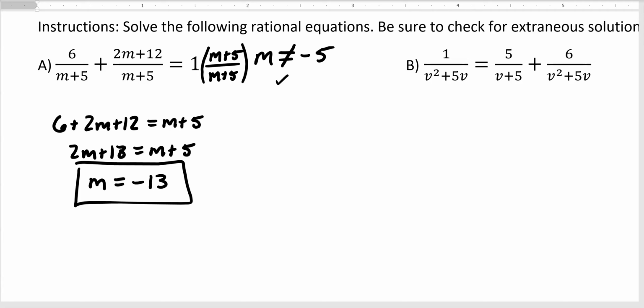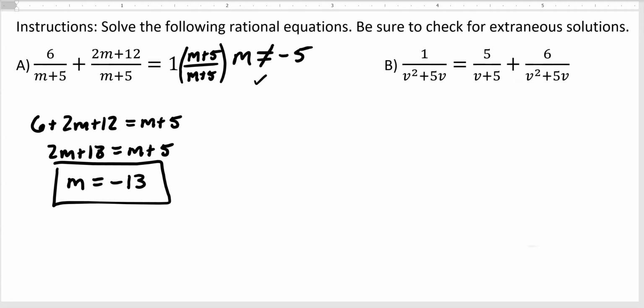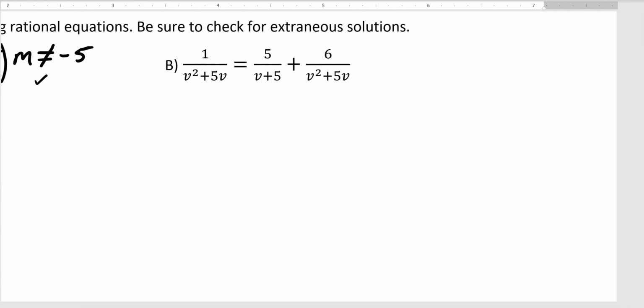Very cool. All right, let's look at letter B here. So v squared plus 5v in my denominator would be factored as v times v plus 5, so that cannot equal 0. So that tells me v cannot equal 0 and v cannot equal negative 5.